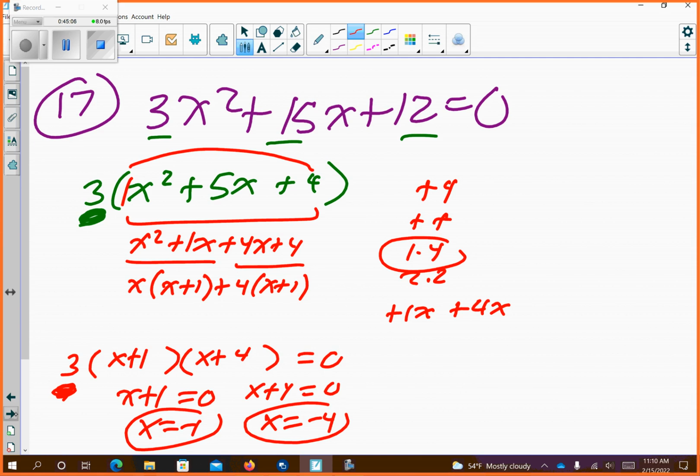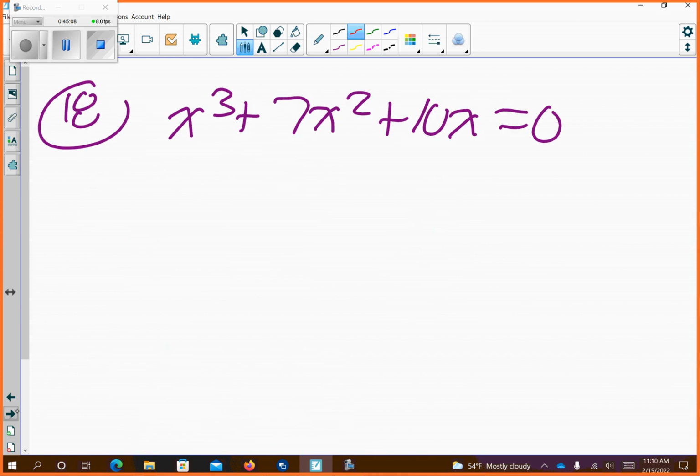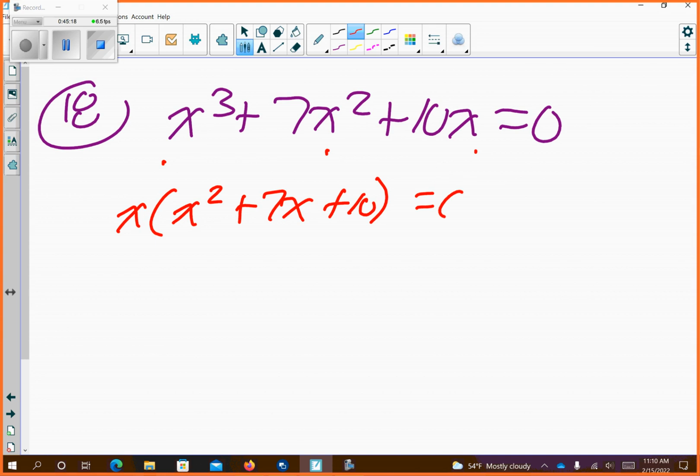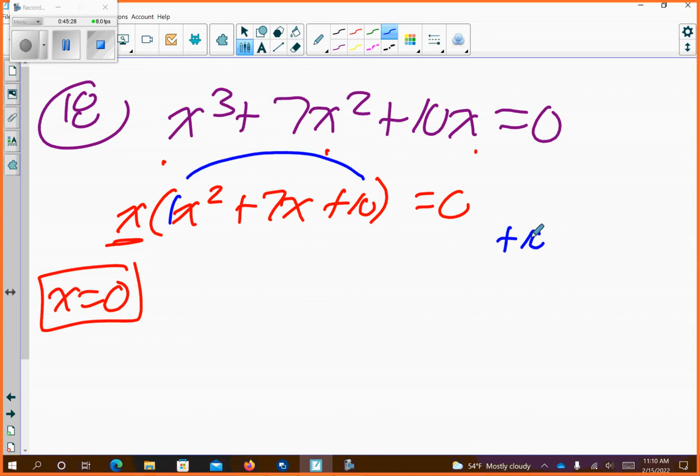And last one. Last one, notice they all have an x. Okay, so I'm going to factor an x out front. This will give us one of the answers. Okay, it's equal to 0. So I know that because of this outside x, x equals 0. That's one answer, so I'm going to box it in. And then I'm going to factor this. I have a 1 out front. It gives me a positive 10. All signs are positive, so positive, positive. 1 and 10, and 2 and 5.